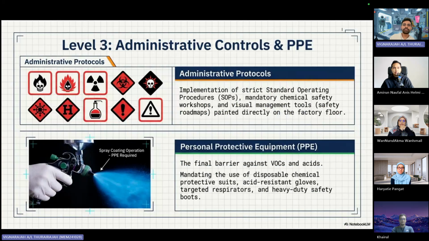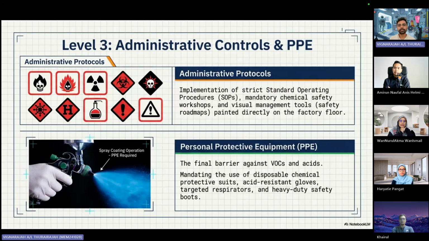Okay, so level 3 is administrative controls and PPE. When we look at administrative controls, we have implemented strict standard operating procedures, the SOP, for mandatory chemical safety, and visual management tools in the form of safety roadmaps painted directly on the factory floor. This will provide more awareness and better clarity for the operators who are performing the work in Company S.